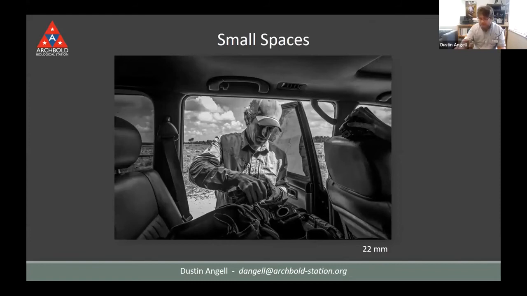Perhaps the best thing about a wide angle is you can shoot anywhere, even in just the back of a truck here. That's the photographer, Carlton Ward Jr. Some people might know him. He's a National Geographic photographer, and he does a lot of work with Archbold. I'm just sitting in the back seat and I'm able to get all that detail in with a wide angle.